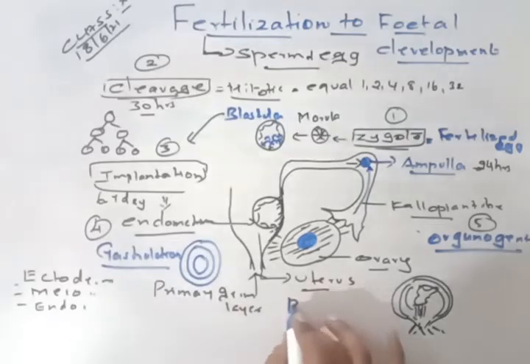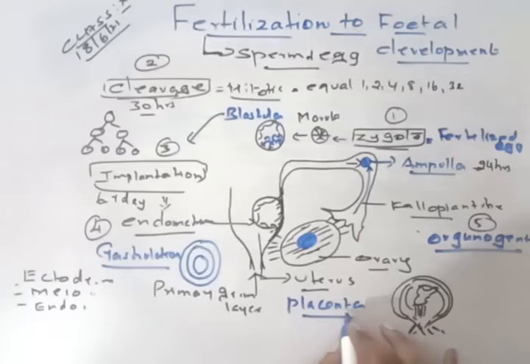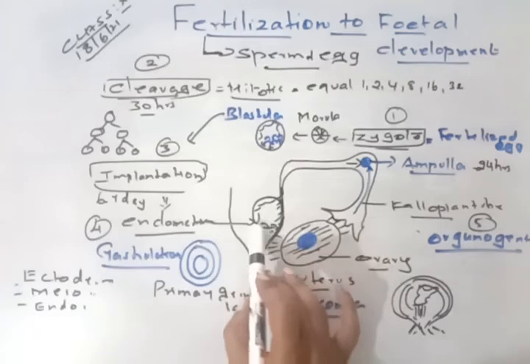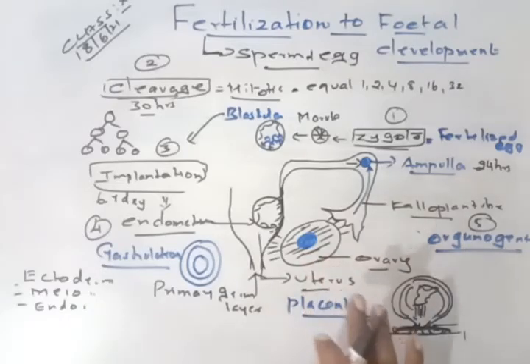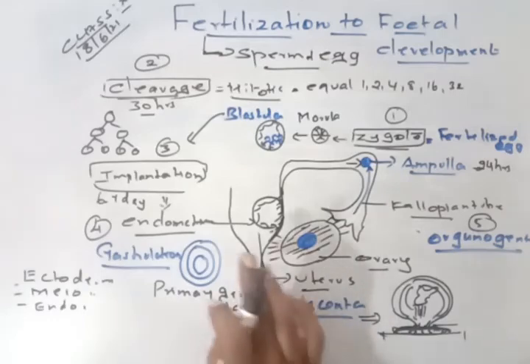Next is very important, that is formation of the placenta. Placenta means this is the mother's area and this is the fetus. Both the mother's body and the fetus body are connected by a linkage, a connection. This connection is called the placenta. It is disc shaped like this and attached to the uterus wall. It is a temporary association between the developing embryo and the maternal body.